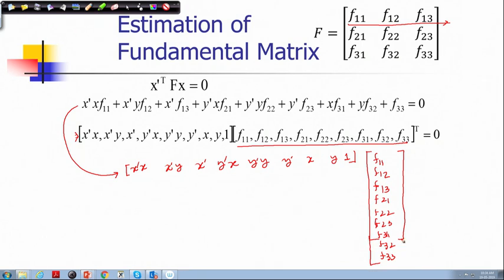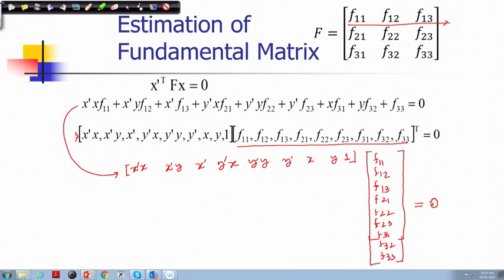So, let me write. This is the matrix multiplication of that equation in the matrix representation, that is equal to 0. This equation is formed with only one pair of corresponding points, as I explained. Suppose you know a few more points.